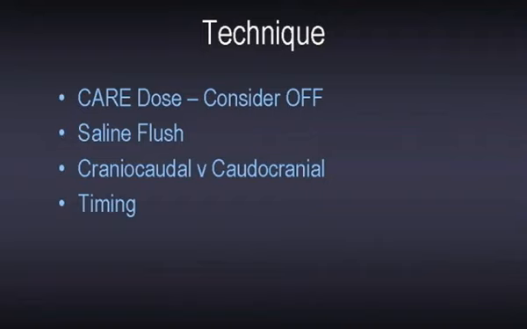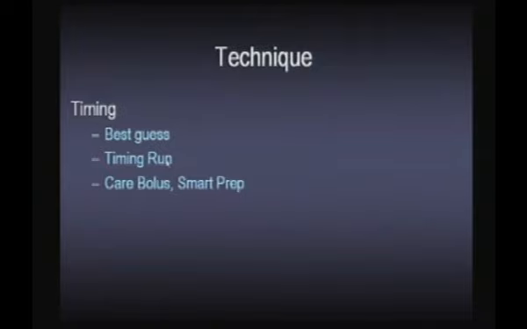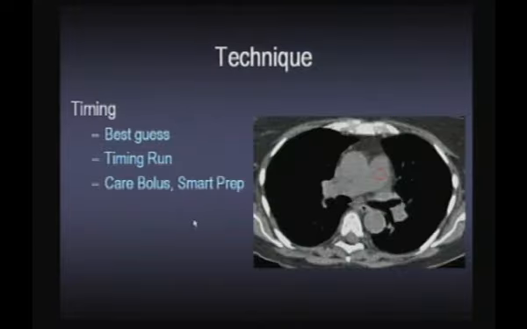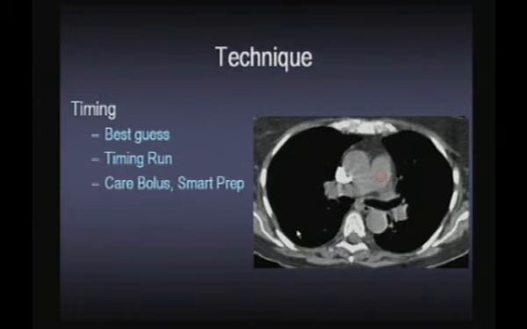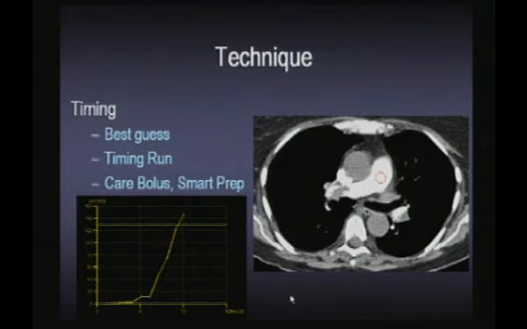And finally, probably the most critical element of technique is the timing of image acquisition. I think we've moved away from best guess approaches of 15 to 20 seconds and also timing runs of small test injections to more automated systems such as CareBolus or SmartPrep, where we can maintain a region of interest over the pulmonary artery during the early phase of injection and trigger the examination at a particular threshold. Our particular preference for this is to trigger at about 130 Hounsfield units.